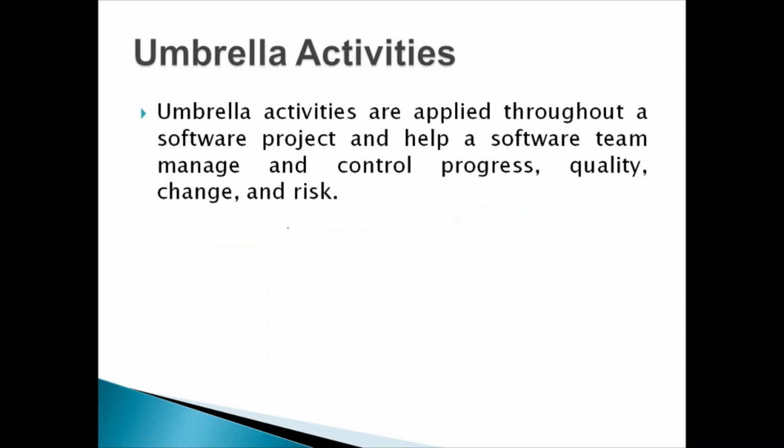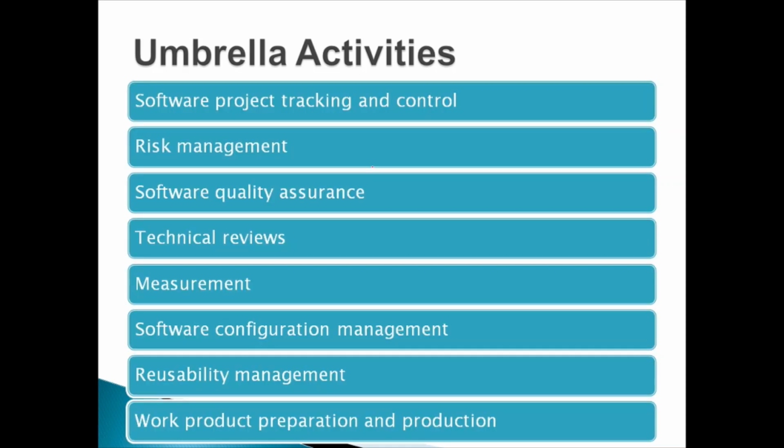Now, what are the umbrella activities? So we must know that these activities are applied throughout a software project and help a software team manage and control progress, quality, change and risks. So let us see what these activities are. Software project tracking and control. It allows the software team to assess progress against the project plan and take necessary action to maintain the schedule. So project tracking and control goes side by side.